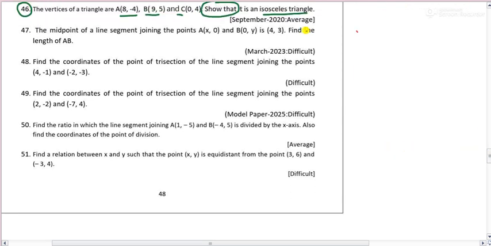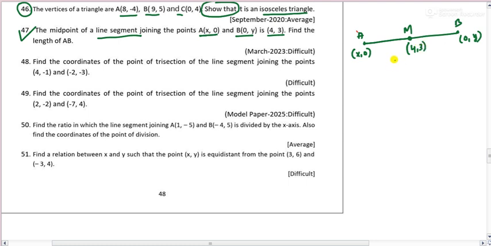Okay, so we'll move to the next question, question number 47. This is a little different. Let me see whether you can answer or not. The midpoint of a line segment joining the points A and B is (4, 3). Find the length of AB. This is also interesting. So we have A and B here. A is (x, 0) and B is (0, y), and the midpoint they have given, I'll name it as M, is (4, 3). They are asking to find the length of AB. Very good. So how are you going to solve this?